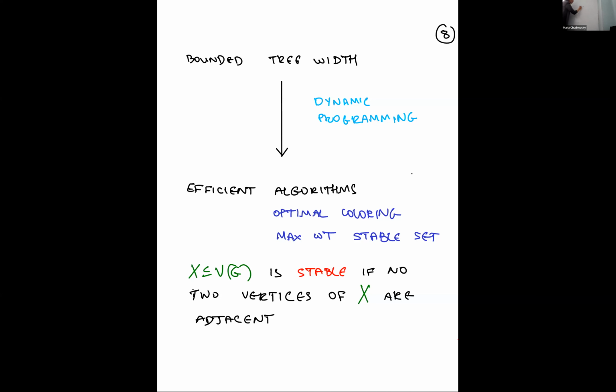So here's what you do. So here's a tree decomposition. And remember, every bag has bounded size. And so now what I want to do is find the biggest stable set, or the heaviest stable set in the graph. So the idea will be, first of all, you look at leaves, and for each leaf, you record all the maximal stable sets. And that you can do because every leaf has bounded size, so it doesn't have too many subsets, doesn't have too many maximal stable sets.